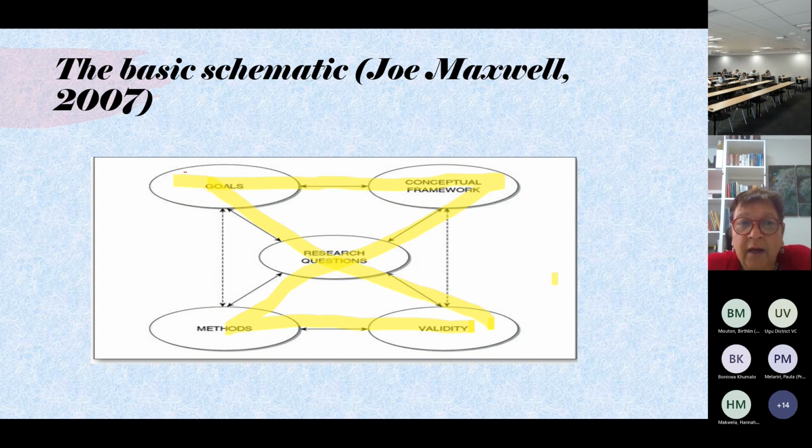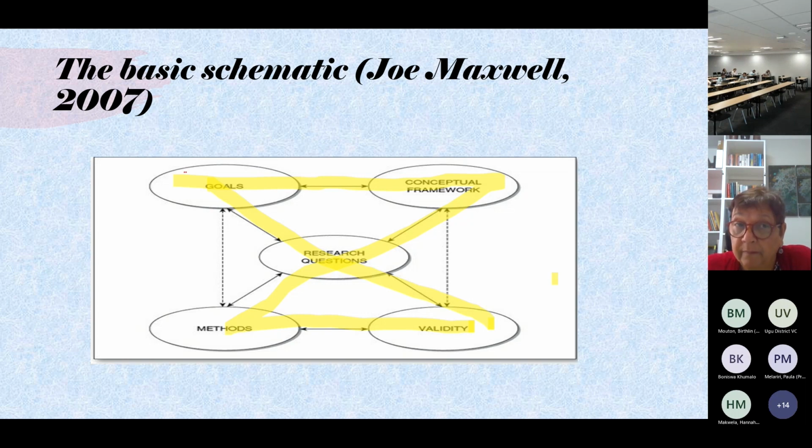So that forms a Z going goals, conceptual framework, research question, methods or methodology, validity. It doesn't end there. You'll see that there is a yellow line that connects from validity all the way back. So the validity, then, in other words, goes back to your research question. Are the answers to my research question valid?